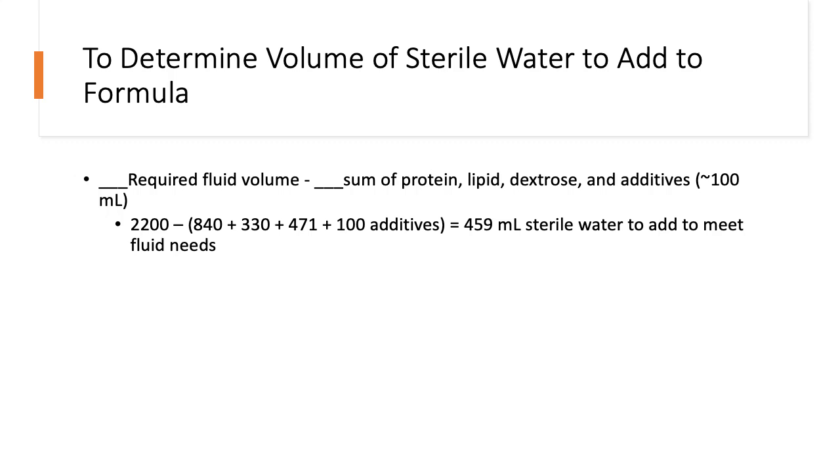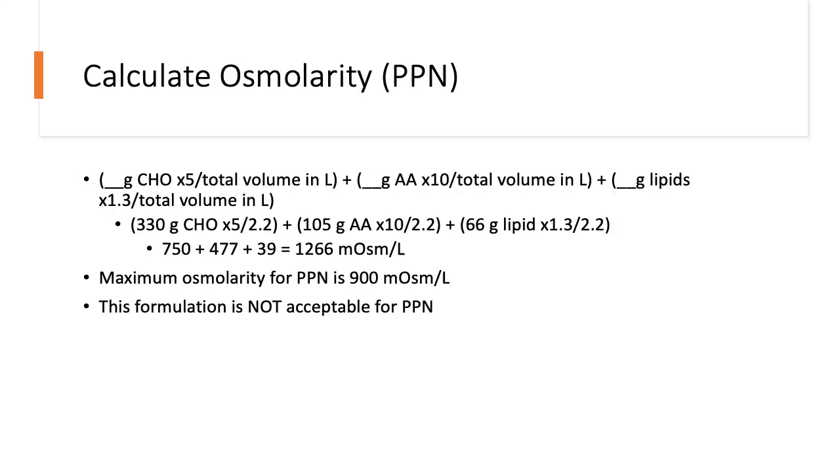To determine the volume of sterile water that we need to add to the formula, we take the required fluid volume minus the sum of protein, lipid, dextrose, and the additives, which remember that's 100 mLs. So we take 2,200 minus 840 plus 330 plus 471 plus 100, and that's going to give us 459 mLs of sterile water that we need to add to meet fluid needs.